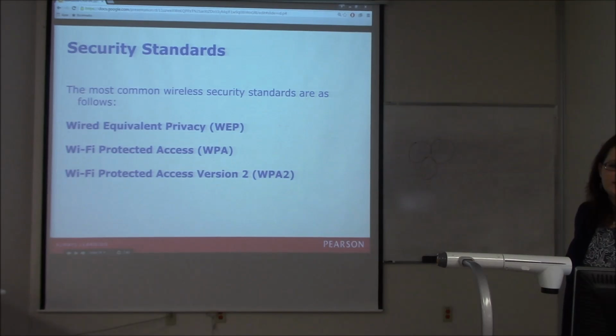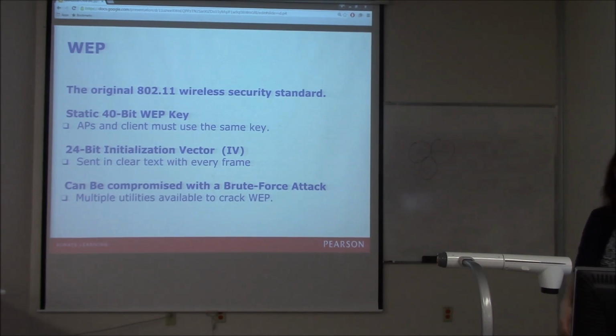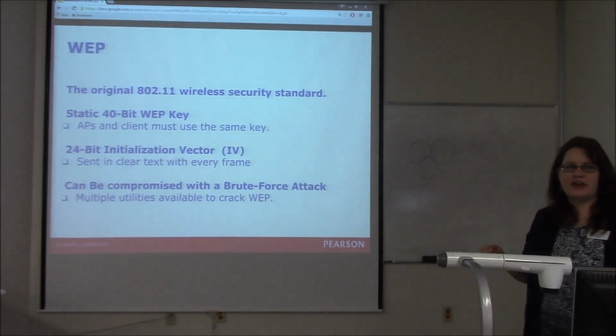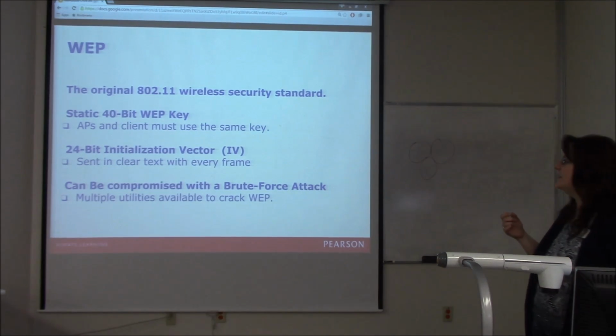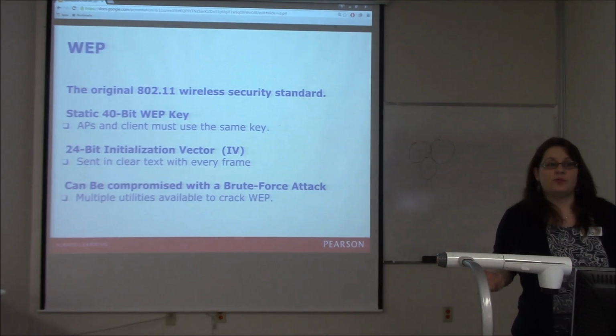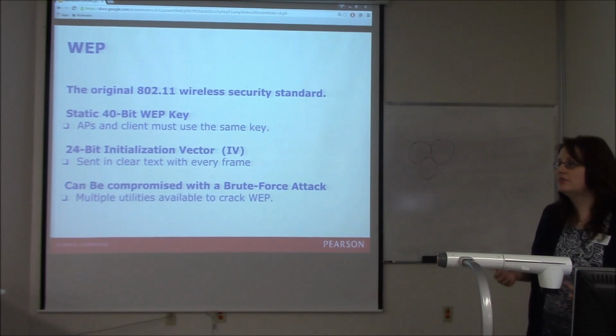Okay, our security standards when it comes to wireless, we have three. We have WEP, WPA, and WPA2. So WEP was the original one. It has a 40-bit key. It had this initialization vector that got sent with every single frame, and that was the problem. Because the initialization vector was only 24 bits, and you could break that with a computer. So, wouldn't take very long to crack.